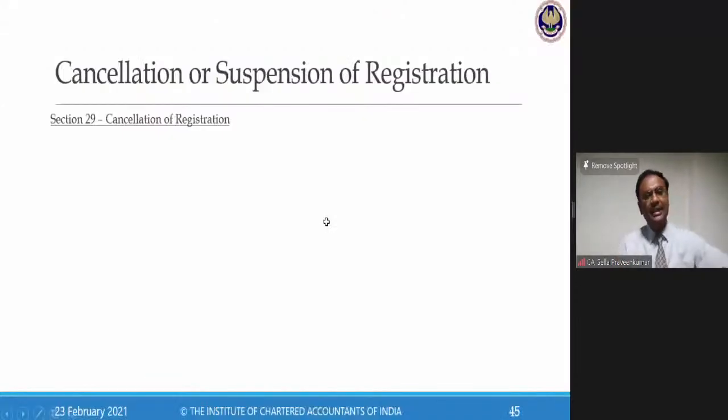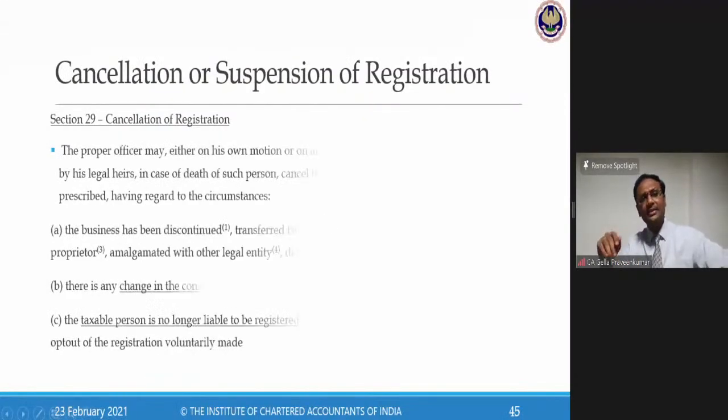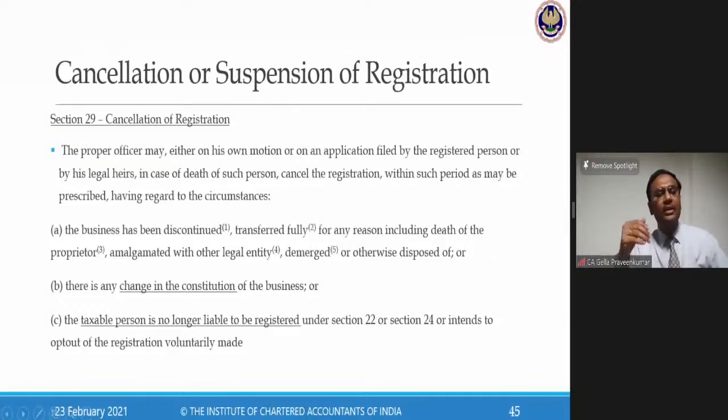Next point is your cancellation. Sir, I have registered. After registration, can I cancel my registration? If so, what is the process? How can it happen? Registration cancellation can happen suo moto by me as a registered person, or by the government officer for any of the offences which I have carried out. When can you cancel your registration? I have stopped my business, I have transferred my business activity, death of a proprietor, or amalgamation, merger, or demerger. These are the occasions where suo moto I will apply for cancellation.